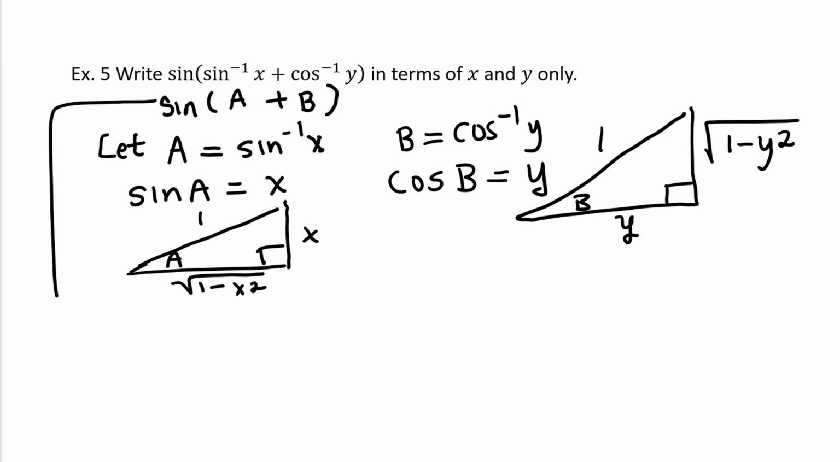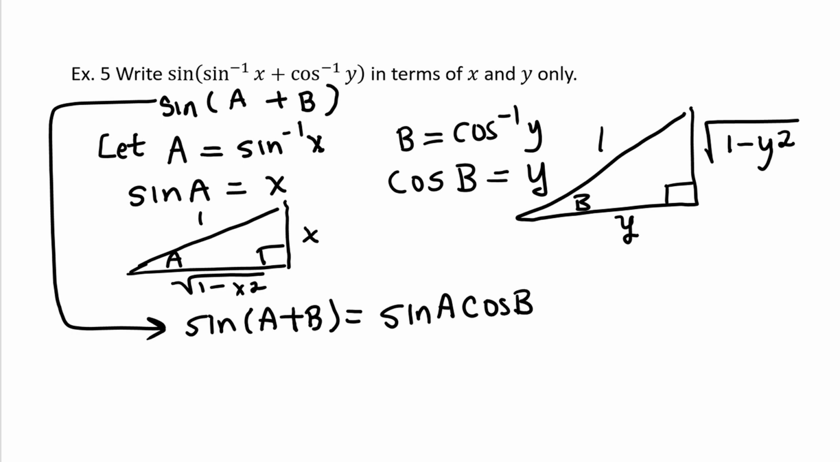Now, let's look at the sum formula, the sine of a plus b, and we know that the sine of a plus b is equal to the sine of a cosine of b plus sine of b cosine of a. Now let's replace it with the x and y equivalents. The sine of a is x. We're referring to the triangle. The cosine of b, remember that cosine is adjacent over hypotenuse, is going to be y.